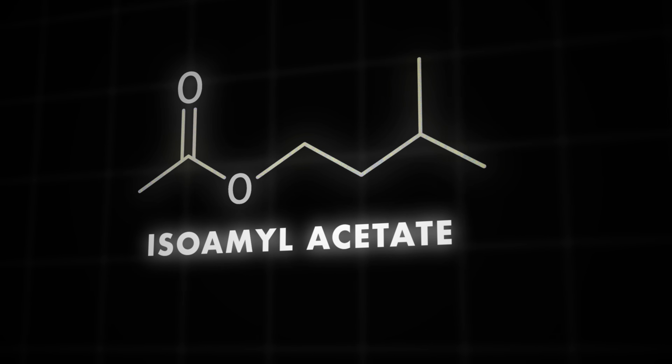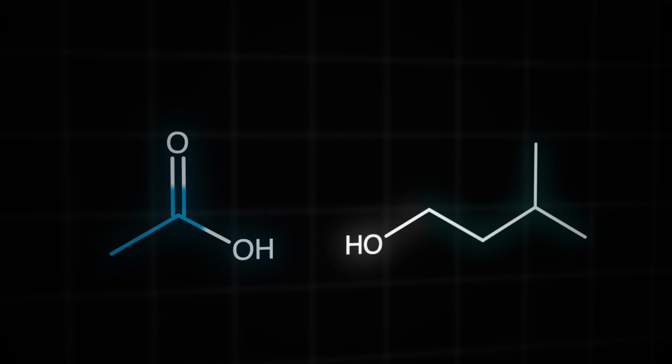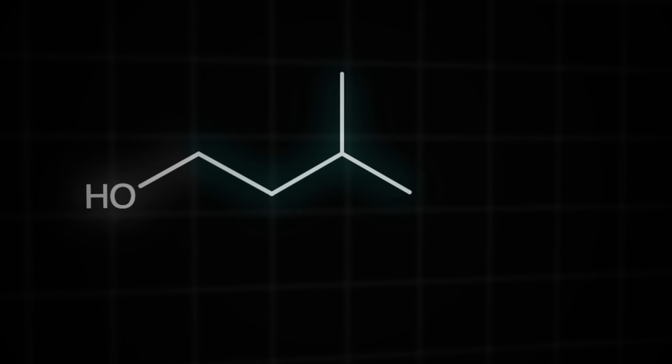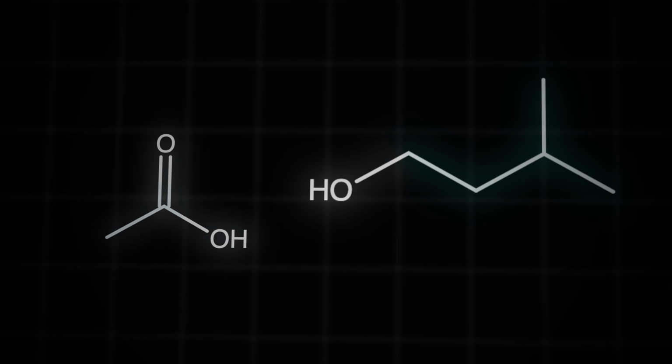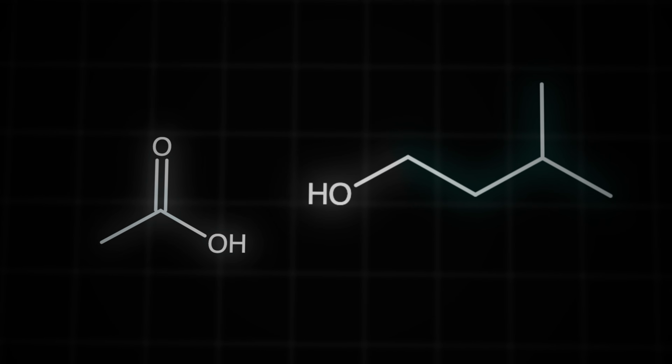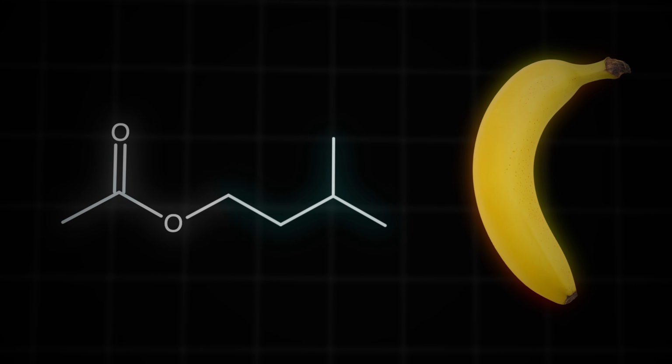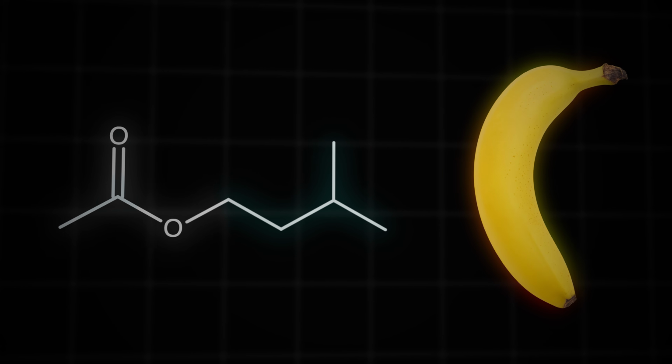It's a pretty simple reaction. Isoamyl acetate is an ester. One half comes from acetic acid, and the other half is an alcohol that on its own smells pretty awful, like smelly socks. The weird part: two compounds that each smell bad in isolation can combine into a molecule that smells like a banana. Let's synthesize it.